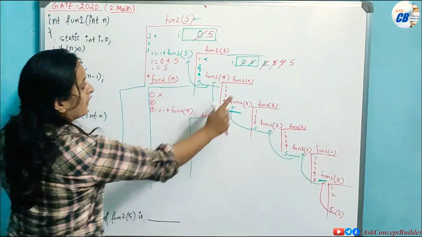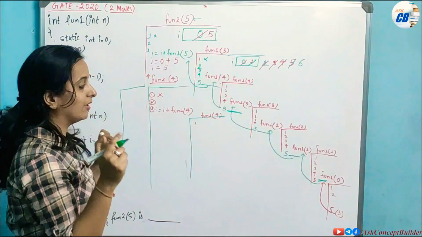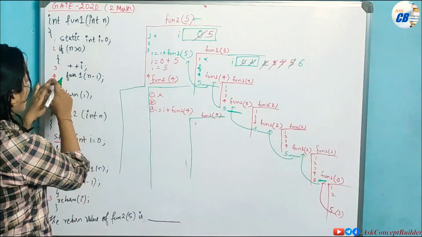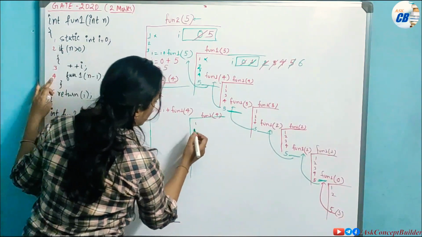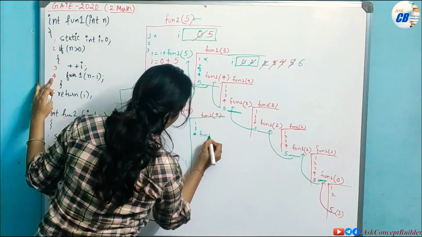Now this I you will increment there only, because you have only one I here. That will be for the complete function. Now this third statement is executed. Now the fourth is fun1 n minus 1. So the first, second and third you have executed. Fourth is again fun1 of n minus 1.